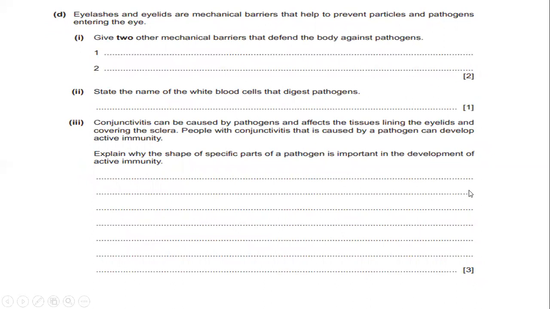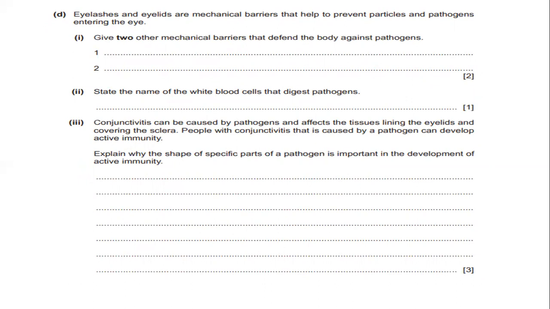And eyelashes and eyelid are mechanical barriers that help to prevent particles and pathogens entering the eyes. Give 2 other mechanical barriers that defend the body against pathogens. If you remember, what else?